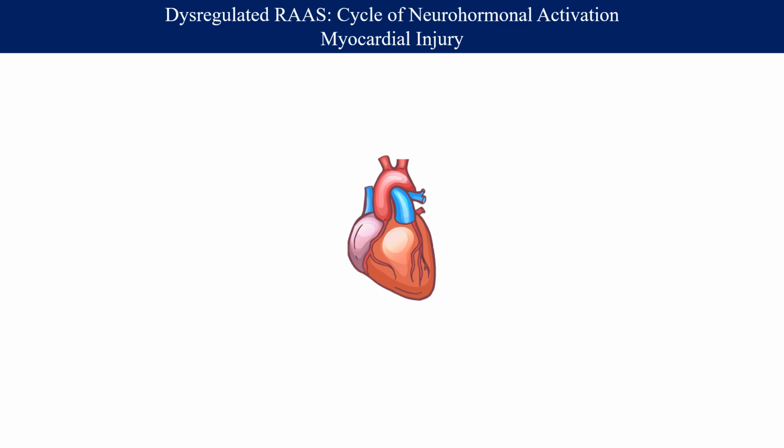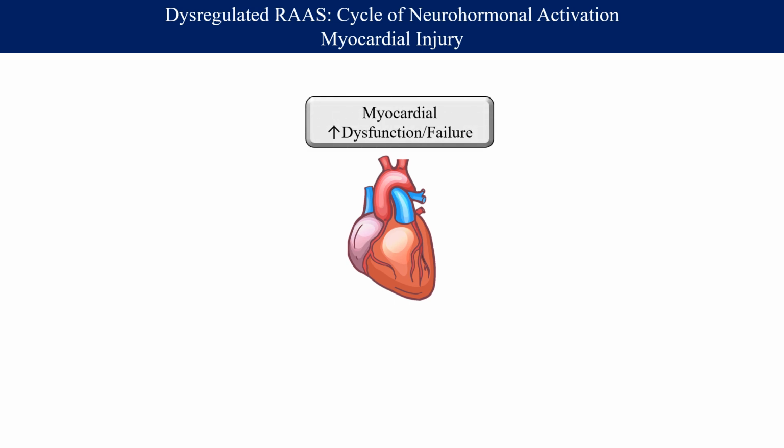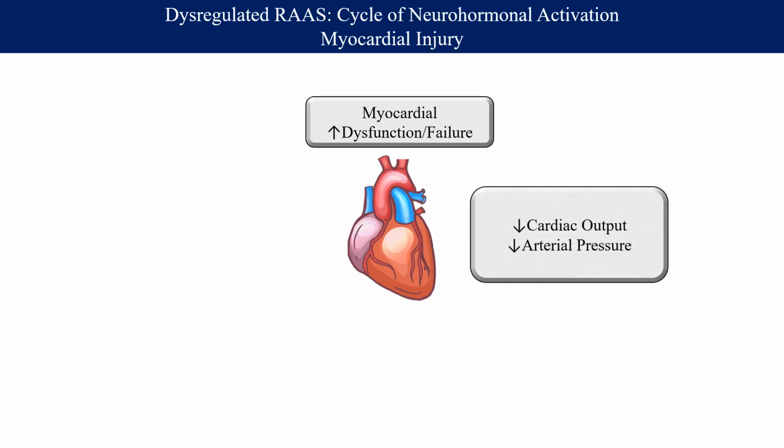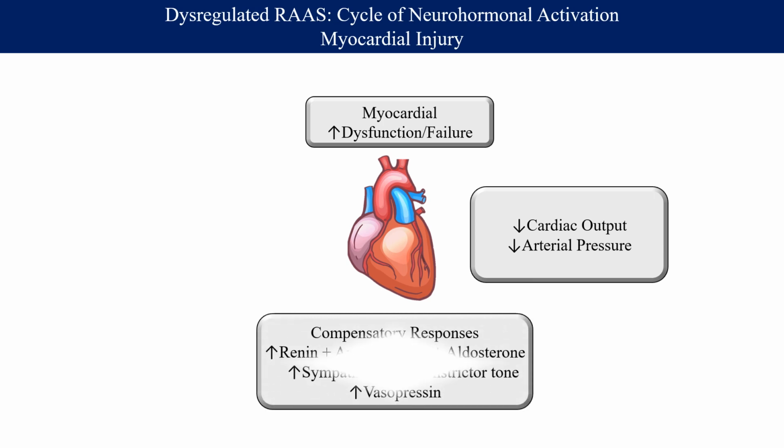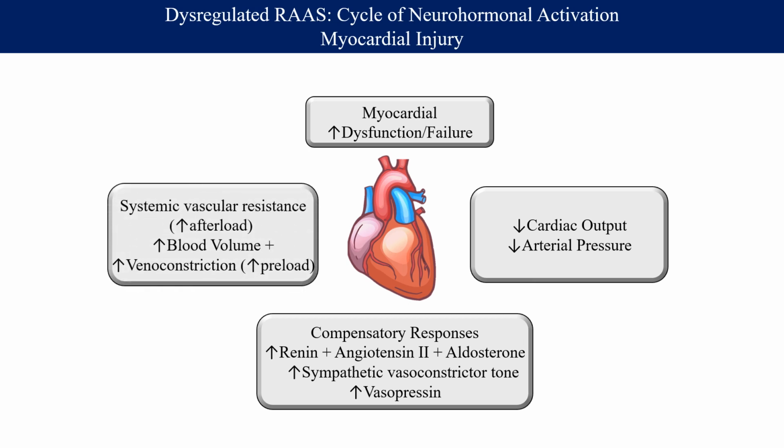Dysregulated RAS activation may lead to potentially serious adverse outcomes in patients with myocardial injury. In patients with myocardial infarction or injury from whatever reason, there is reduced cardiac output and systemic arterial pressure. This leads to activation of RAS, sympathetic nerve activity, and release of vasopressin, all acting together to increase vasoconstriction and salt and water retention, to increase blood volume and pressure as needed by the body.